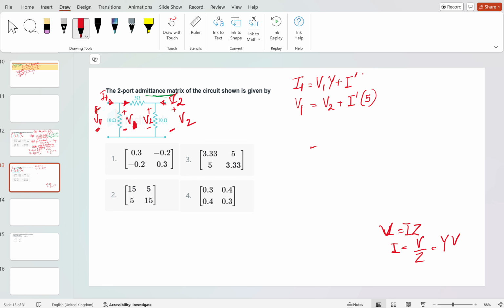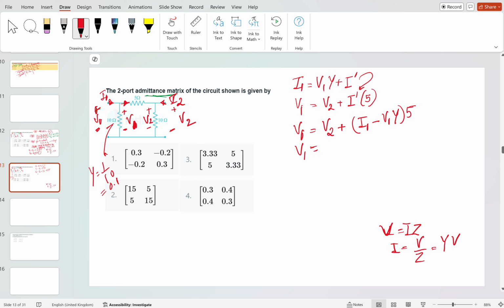Okay. Let's put this I dash value here. V1 is equal to V2 plus I dash. What did we get for I dash? Sorry, this is V2 plus I dash times 5, where I dash is I1 minus V1 times Y. What is Y here? Y is equal to 1 by 10, that is equal to 0.1. Because what is given here? Resistance. What you wanted to find out is the admittance. Admittance is equal to 1 upon impedance.